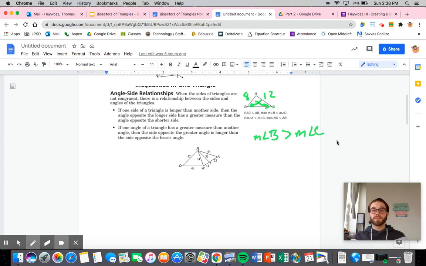Okay, and it works in reverse as well. So if the measure of angle C was bigger than the measure of angle B, then that would mean that this side would be bigger than this side. Okay, so that is all that the triangle side relationships are stating. All right, so if we know an angle, we can kind of know relatively the size of the side. All right, we know the side, we can kind of sort of know the angle.